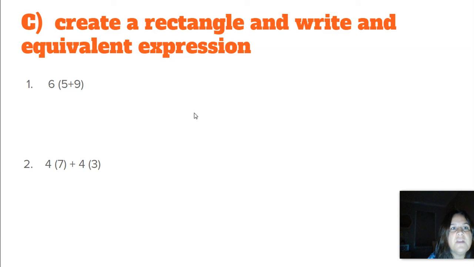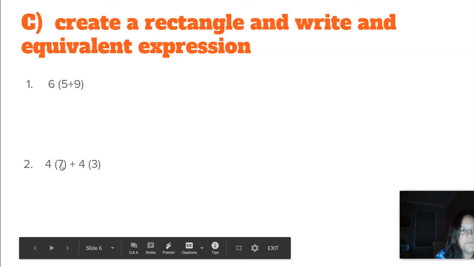For this one, for C, they're asking you to create a rectangle. You can just go into insert, then insert shape, and create a rectangle that way and label it with the proper numbers. And then they're asking you to write an equivalent expression. Remember, for this, you're just pulling out the 5 and pulling out the 9 so that it will be 6 times 5 plus 9 is equivalent to 6 times 5 plus 6 times 9. And then, of course, you'll just do the opposite on this one. You'll pull out this 4, and then you'll put the 7 and 3 together in those parentheses.